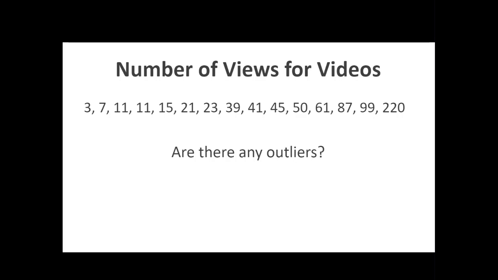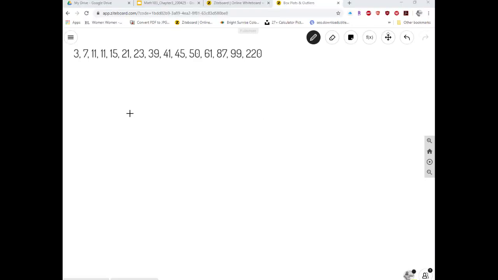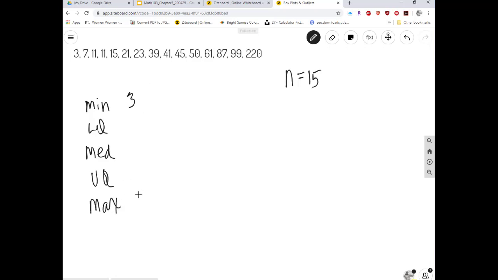Okay, and let me go ahead and go into Zite Board. Okay, so I've copied the YouTube view information here on my Zite Board. Let's count up how many values I have. I have 1, 2, 3, 4, 5, 6, 7, 8, 9, 10, 11, 12, 13, 14, 15. So my sample size is 15. I'm going to go ahead and do my 5-number summary. So my min, my lower quartile, my median, my upper quartile, and my max. My min is 3, my max is 220.